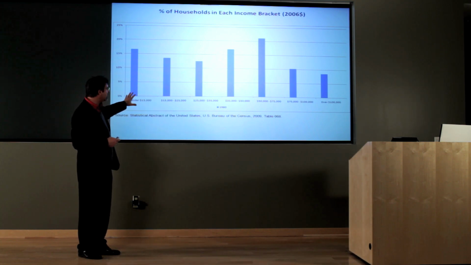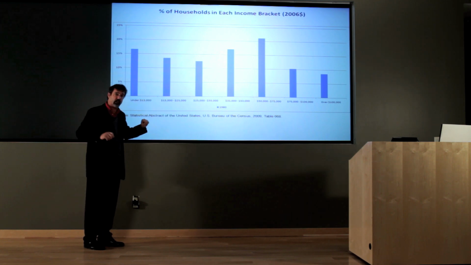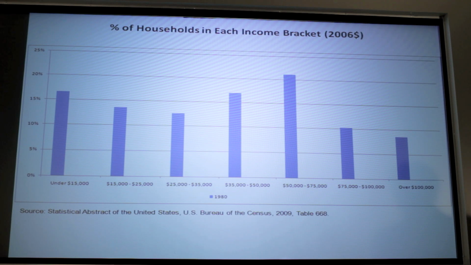What you're looking at here are U.S. households divided up by income. Everything is measured in 2006 dollars, so inflation is not an issue here. About 16% of U.S. households in 1980 were earning the equivalent of under $15,000 today. There were about 14% of households in 1980 that were earning between $15,000 and $25,000. And you can go over here, the bulk of U.S. households in 1980 were earning between $50,000 and $75,000, and there were a few that were earning more than that.